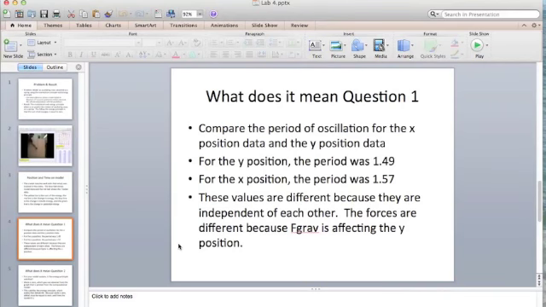For the what does it mean question, I was asked to compare the period of oscillations for the x position data and the y position data. For the y position, the period was 1.49. For the x position, the period was 1.57. These values are different because they are independent of each other. The forces are different because F grav is affecting the y position.